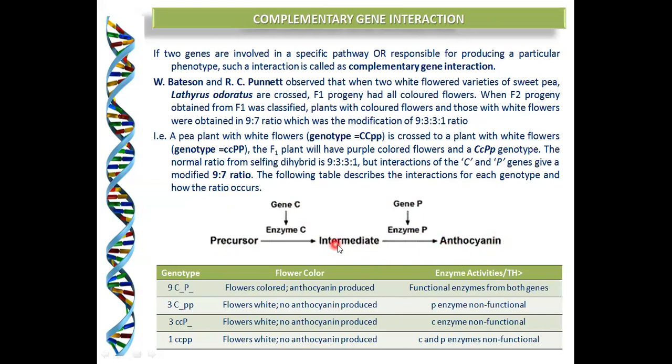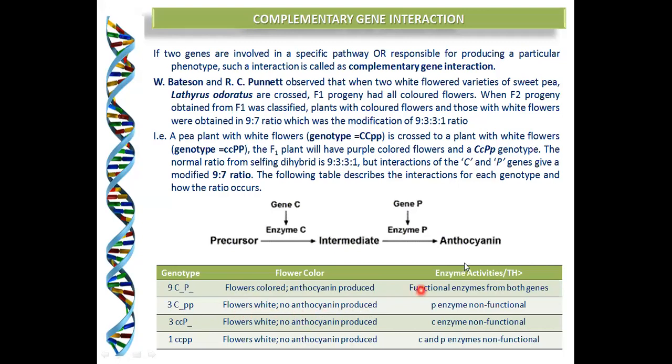Okay. So if only capital C is present and small recessive p is present here, then this further reaction will not happen, because to achieve this reaction, we need dominant P. But if recessive p is present, then this reaction will not happen. So we will get only white color flowers. So here we will get only white color flowers, because why?